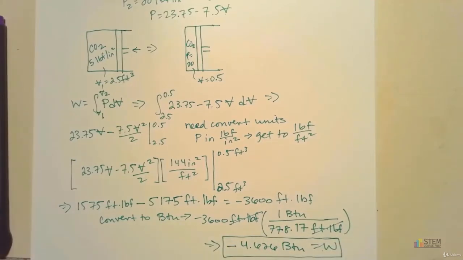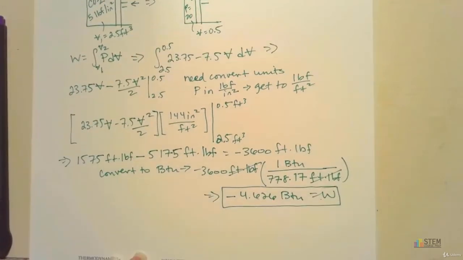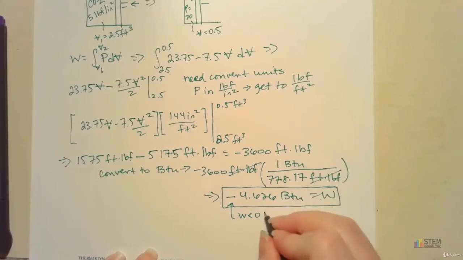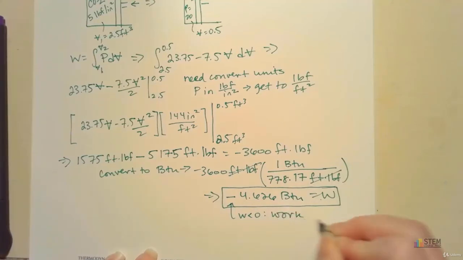Okay. Now let's think about that result. We got this negative sign, right? Now remember we had the sign convention and I said the sign convention would be important. Well, this is an example why. So this sign here is telling you something. This is less than 0. So this is telling you that work is being done on the system.